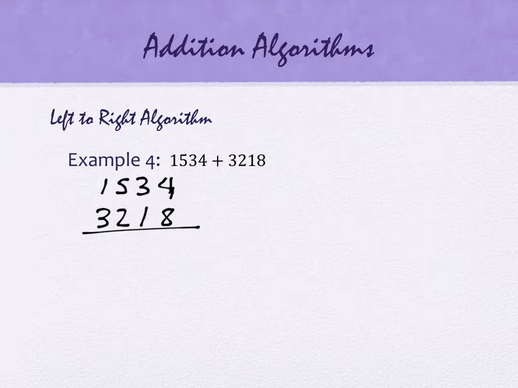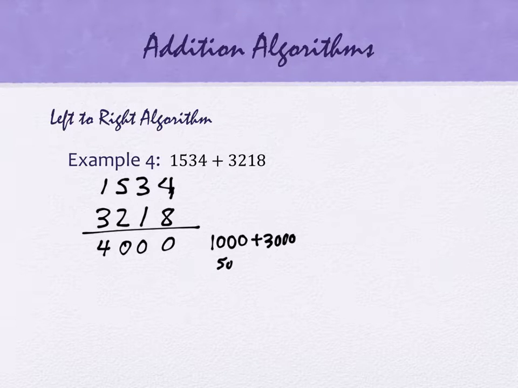And what we're going to do is we're going to add from left to right. So I do need to understand that when I am adding the 1 and I'm adding the 3, whether I write it or whether in my mind I know it, this is 1,000 plus 3,000. Okay? That's really what I'm adding. And 1,000 plus 3,000 is 4,000. So the first thing I do is I write down 4,000.